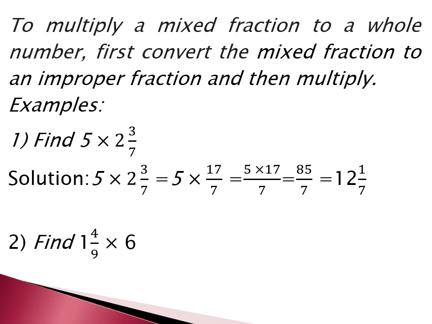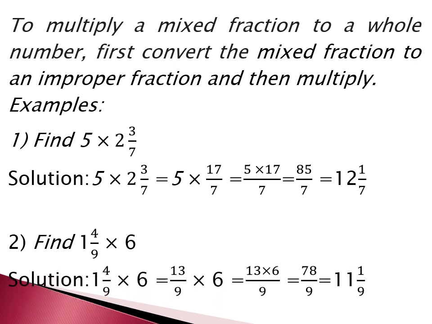Second example, find 1 integer 4 by 9 into 6. Again the same rule: the mixed fraction is to be converted into an improper fraction. Then you get 30 by 9 into 6, the answer is 78 by 9, and finally you can convert it into a mixed fraction. So what is the step here? The mixed fraction is converted into improper, then the numerator is multiplied with that whole number, and we keep the denominator the same. It is the same simple rule, we just see the example so you can understand.